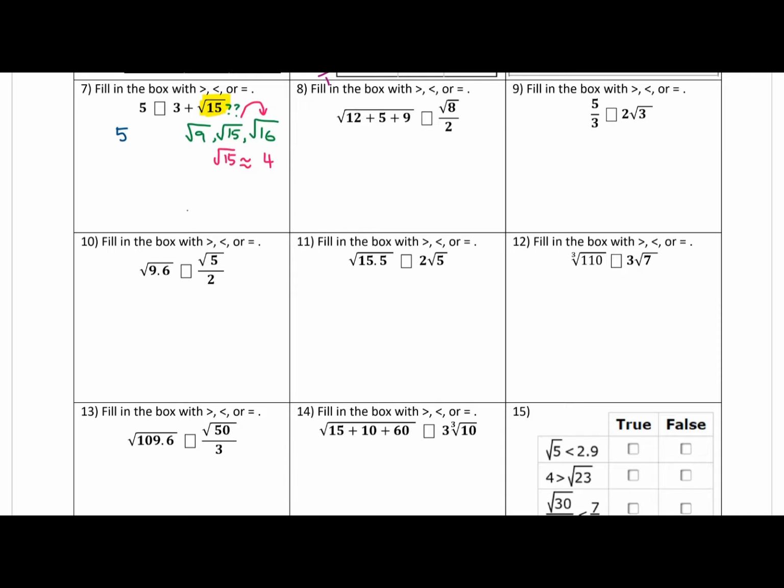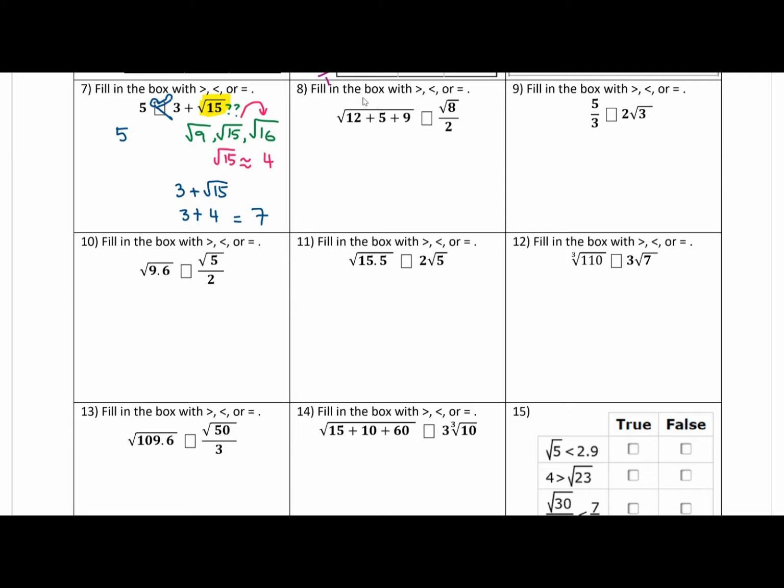So by doing that, we have 3 plus square root of 15. We can replace square root of 15 with 4. 3 plus 4, which is 7. And now it's obvious that 7 is bigger than 5. So we can put the inequality in between. Remember, the alligator eats the bigger guy. So the alligator eats 7. Okay, 5 is less than 7.